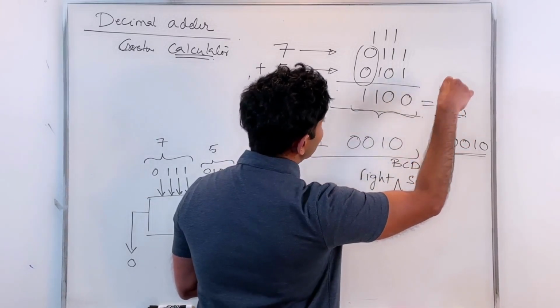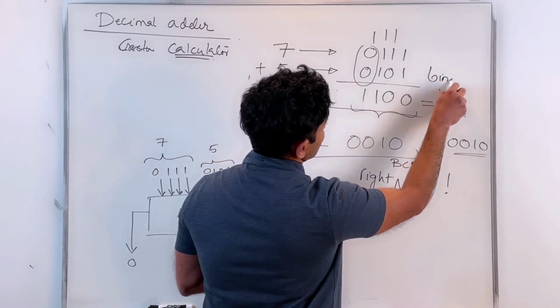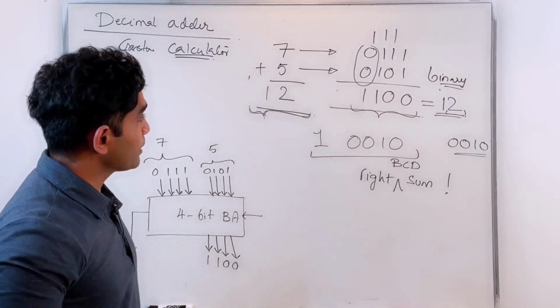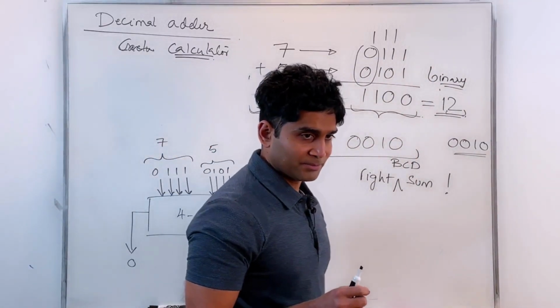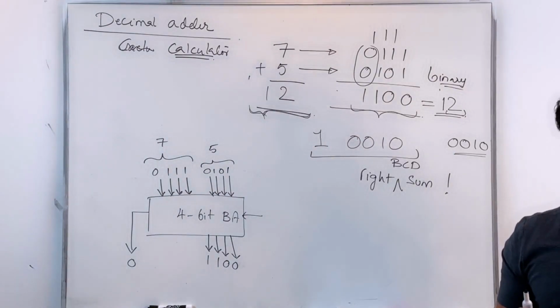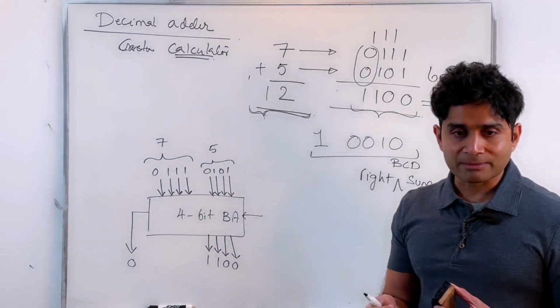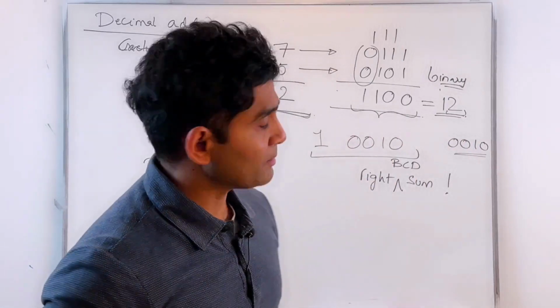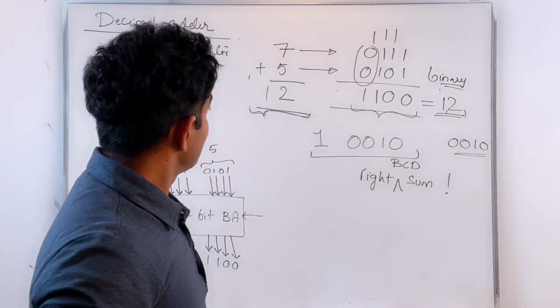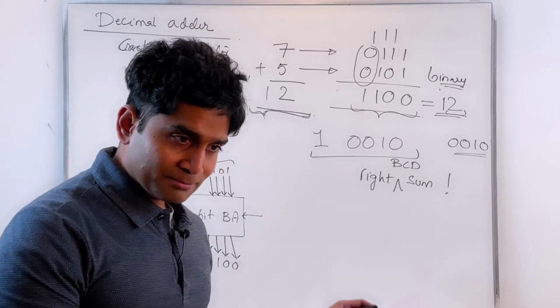This is the binary sum, which is correct because that is 12. The value of that is 12, but it's not in the right format. It's not in the binary coded decimal format. We need to do some additional adjustment by which we can get the right binary coded decimal format. I hope that's clear.